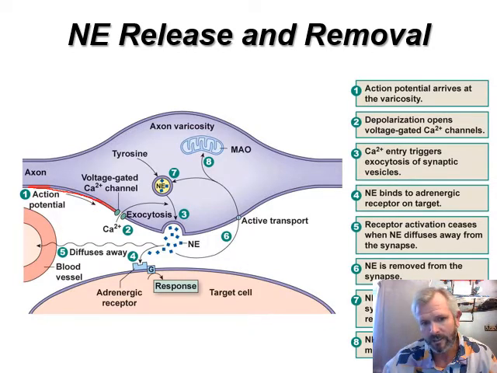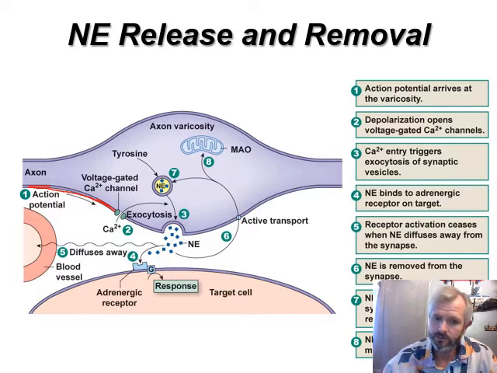action potentials coming in. And here we have our voltage-gated calcium channels, just like we saw at the axon terminal, that opens up these calcium channels. Calcium rushes in. Calcium is going to activate those SNARE proteins, and we get binding and release of neurotransmitter.